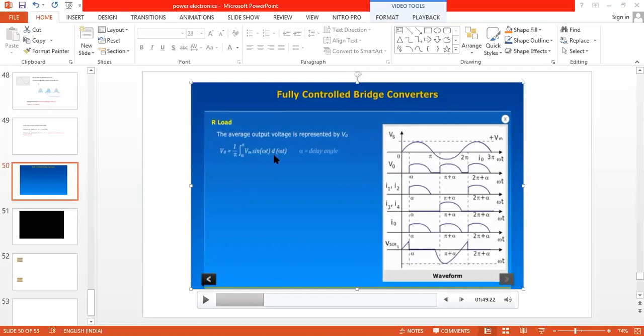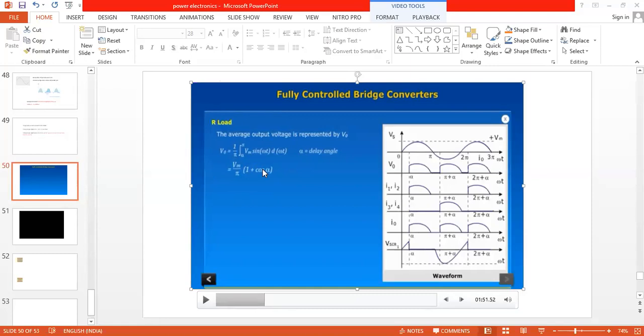Integration of sine is what, anyone? Integration of sine is minus cos. Here the equation is direct, but very soon in the next slide I'll show you how we got this expression. So Vm you bring outside, integration of sine is minus cos of omega t d omega t under the limits alpha to pi. So cos pi minus cos alpha you are going to obtain. What is cos 180? Cos 180 is minus 1. So if you take minus common, you get this particular expression.